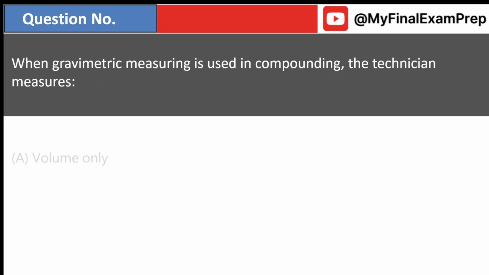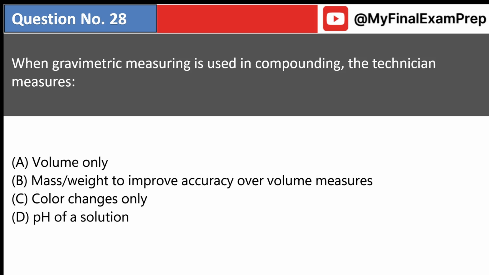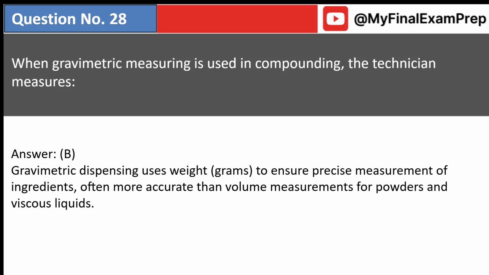When gravimetric measuring is used in compounding, the technician measures A. Volume only. B. Mass/weight to improve accuracy over volume measures. C. Color changes only. D. pH of a solution. Answer B. Gravimetric dispensing uses weight, grams, to ensure precise measurement of ingredients, often more accurate than volume measurements for powders and viscous liquids.